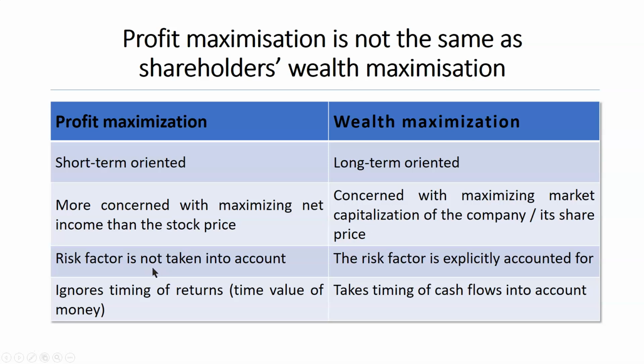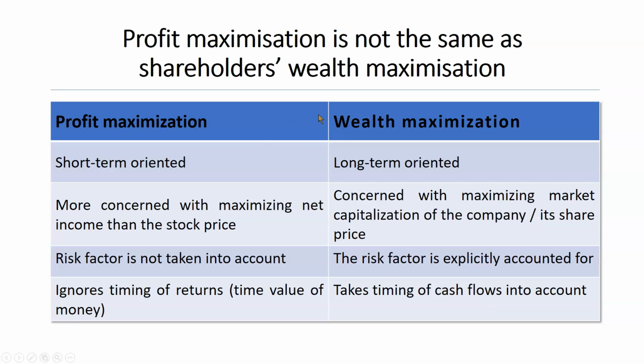Next, as I said, the profit maximization goal ignores risk. It's not taken into account, while the wealth maximization approach does explicitly account for risk. It does take risk into account when making any investment decisions. Profit maximization also ignores the timing of returns, or the time value of money. As I said, we'll cover this in a lot of detail a little bit later in this course. The wealth maximization approach will analyze cash flows and their timing explicitly. It will focus on cash flows and when they occur, at which point in time. It will take them directly into account when analyzing investment decisions and various investment projects.